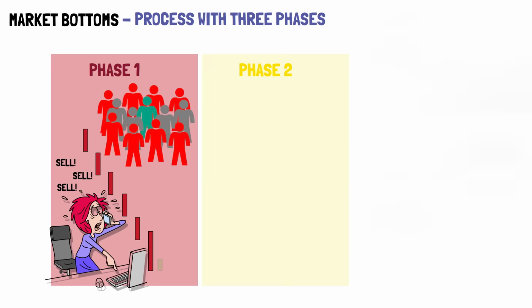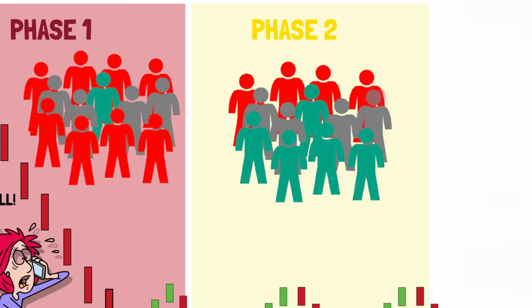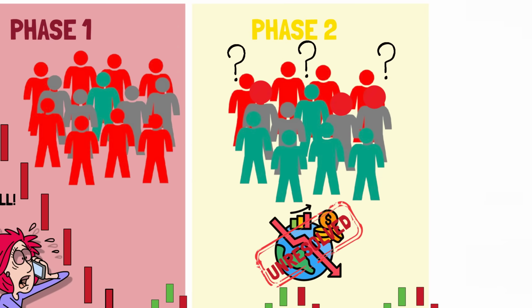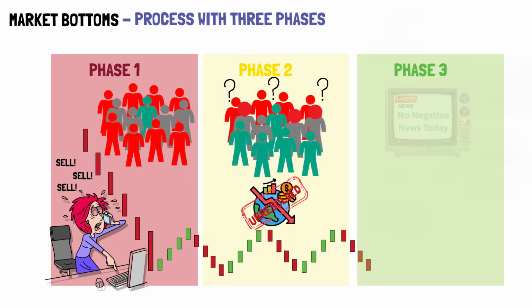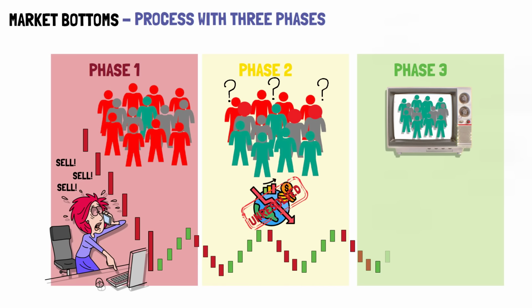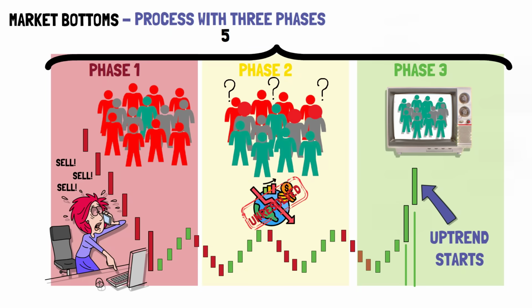Phase 2 marks the accumulation phase, a consolidation period where sellers become exhausted and buyers begin emerging, attracted by lower prices. However, buyers don't yet outnumber sellers as uncertainties persist and economic challenges remain unresolved. Phase 3 signals the markup phase. As negative news flow diminishes, buyers finally take control, creating large green candles on elevated volume, marking the definitive start of a new uptrend. This entire process can be analyzed using 5 specific tools.